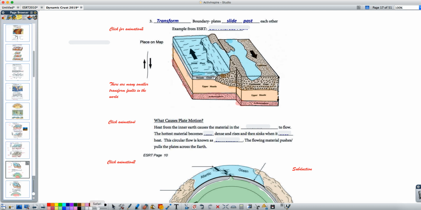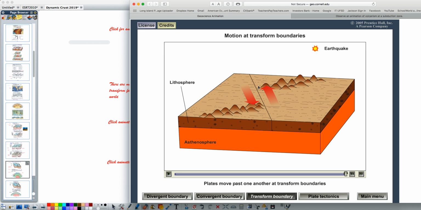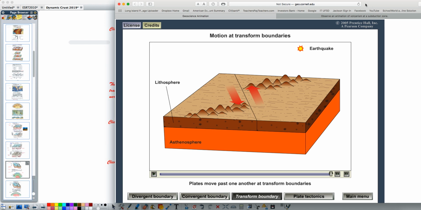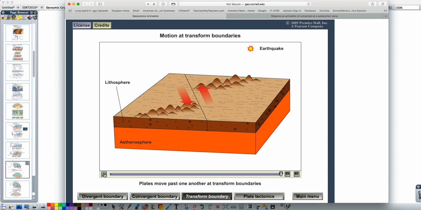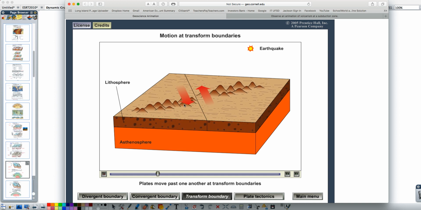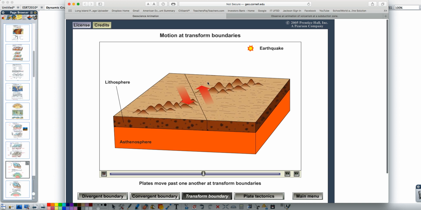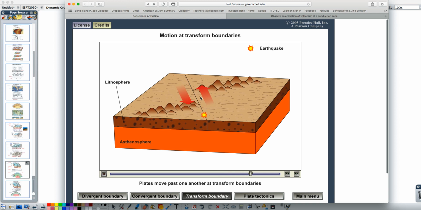Let me give you a live view of this. Here's an example of a transform boundary, sort of a live view right here. And let me start it going. Notice the plate on the left is moving toward us, the plate on the right is moving away from us. This mountain range is being split apart like this.